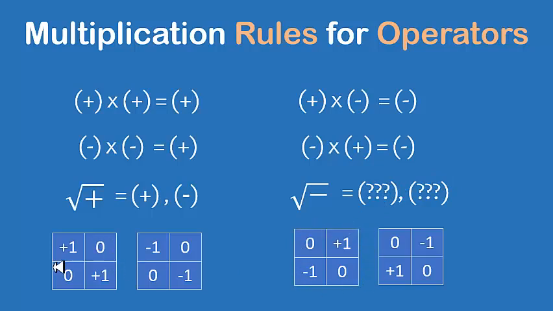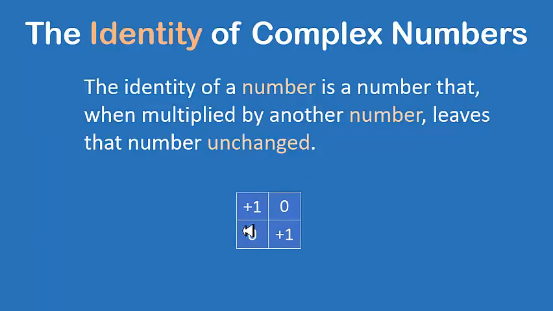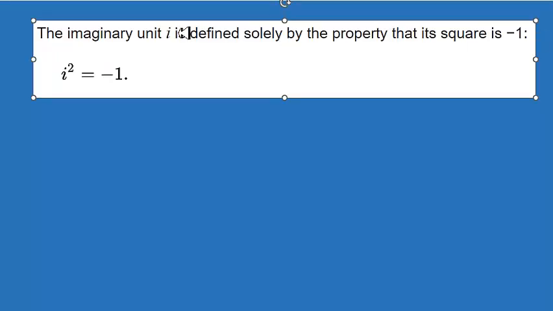And the identity of the complex number is this guy right here. The identity of the complex numbers is the identity matrix with positive ones on the forward diagonal. So let's go back to the imaginary unit of I and see if we can explain it a little better. Okay, so the imaginary unit I is defined solely by the property of its square.